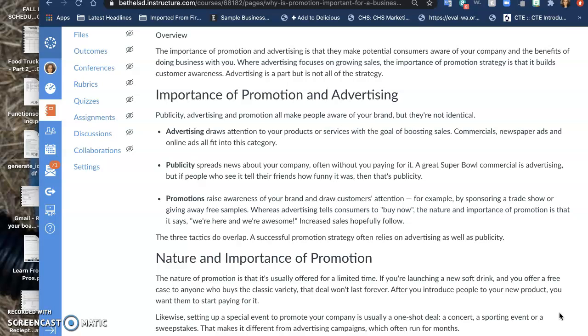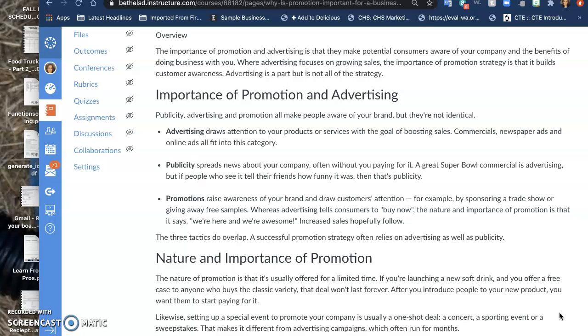doing business with you. Where advertising focuses on growing sales, the importance of promotion strategy is that it builds customer awareness. Advertising is a part, but not all of that strategy. The importance of promotion and advertising. Publicity, advertising, and promotion all make people aware of your brand, but they're not identical. Advertising draws attention to your products and services with the goal of boosting sales. Commercials and newspaper ads all fit into that category.